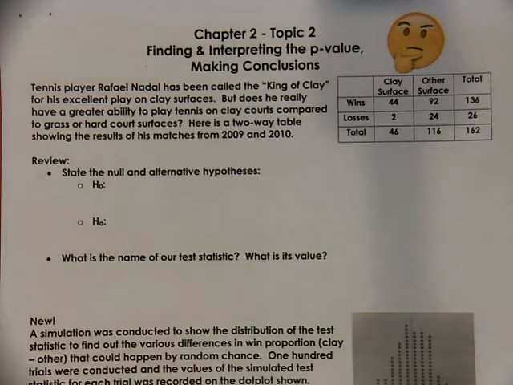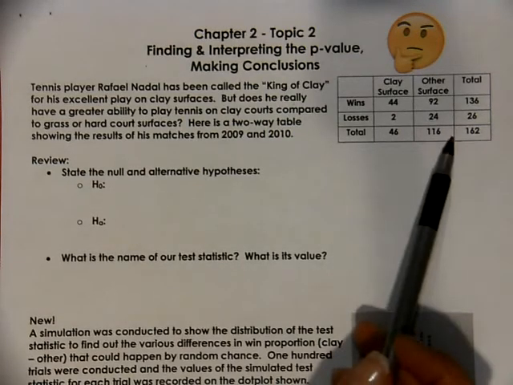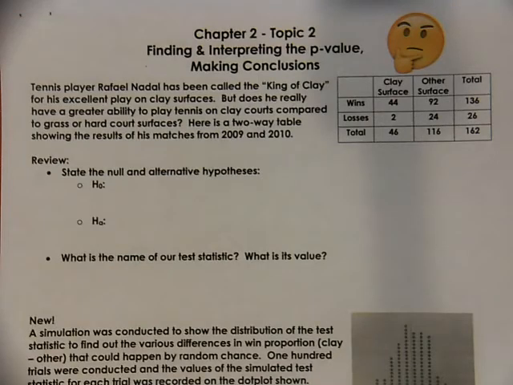for his excellent play on clay surfaces. But does he really have a greater ability to play tennis on clay courts compared to other surfaces? So the two-way table off to the right compares his wins and losses and what surface he was playing on in his matches in 2009 2010. So you can see in the grand total he played a total of 162 matches these two years. So we're going to use this information and review what we learned yesterday about stating hypotheses.